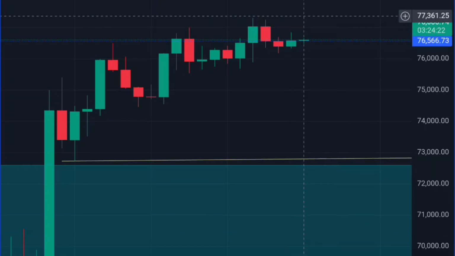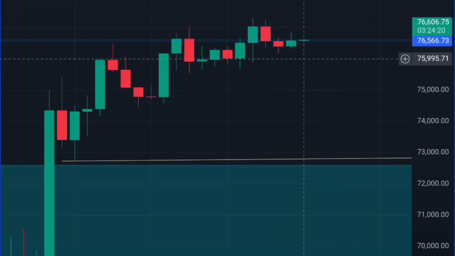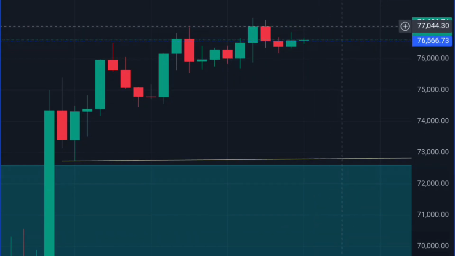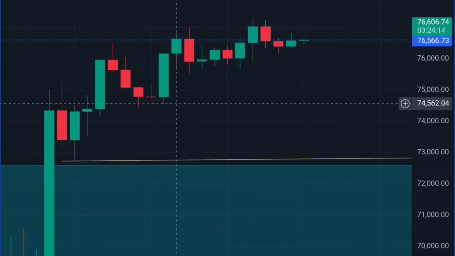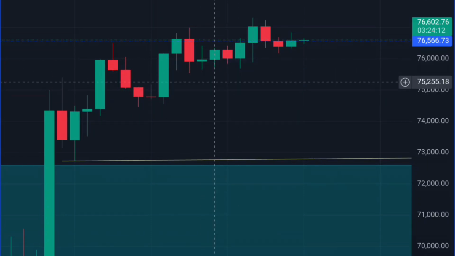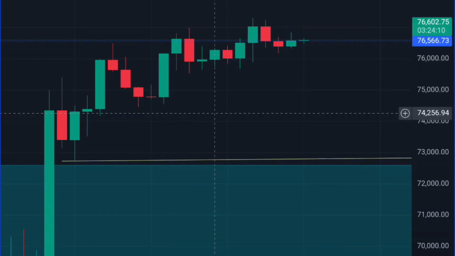So this may come up, break the high, and then you close underneath here. That would give you your sell setup. Then you can move it down to here. And you're just targeting this liquidity right there and that liquidity right there.